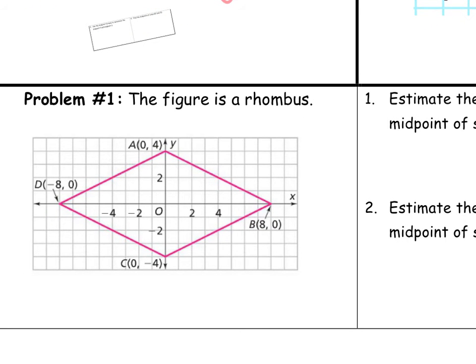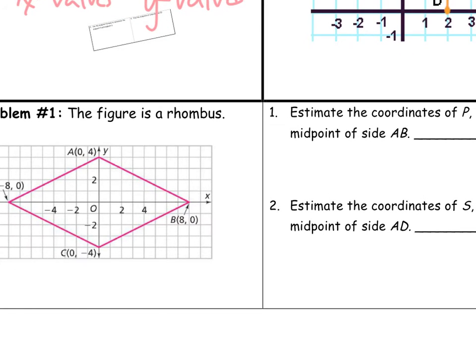So let's take a look at problem number 1. The figure is a rhombus. We're going to estimate the coordinates of point P, and point P is the midpoint of line segment AB. If we estimate those coordinates, it's probably somewhere right about there, which is the point 4, 2. So the midpoint is somewhere around 4, 2. And again, we're looking for the midpoint of this line segment right here.